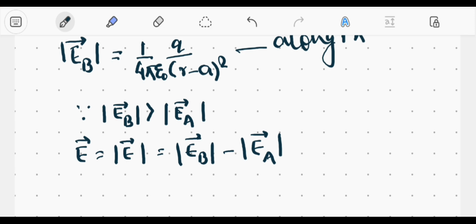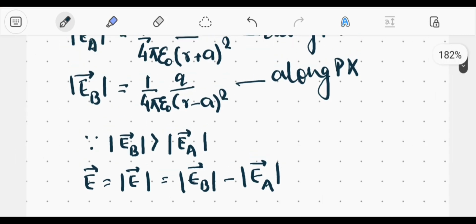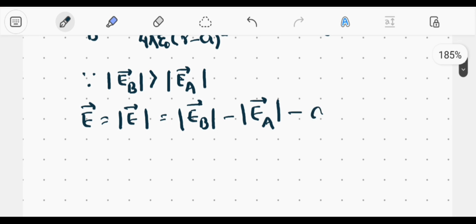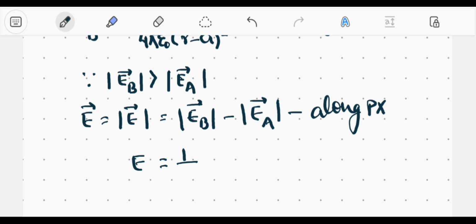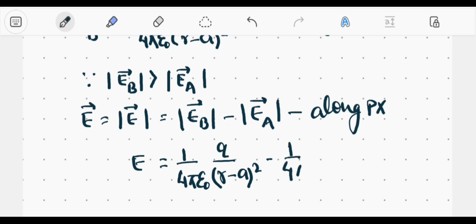Since EB is greater, therefore the direction will be along EB, and the direction of EB is along PX, therefore it will be directed along PX. Clear? Now, if we finally conclude, we find that E is equal to E_B minus E_A, which is 1 by 4 pi epsilon naught Q upon (r minus a) whole square, minus again 1 by 4 pi epsilon naught Q upon (r plus a) whole square.